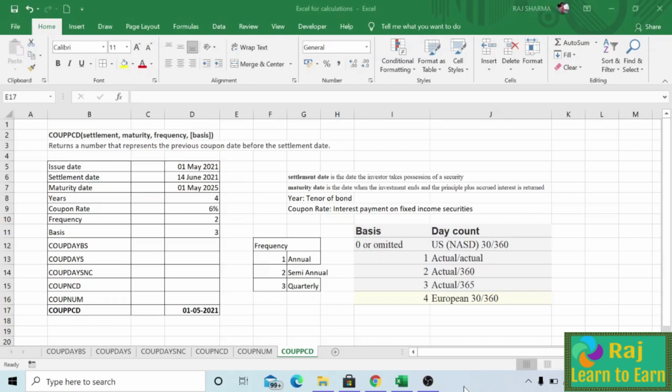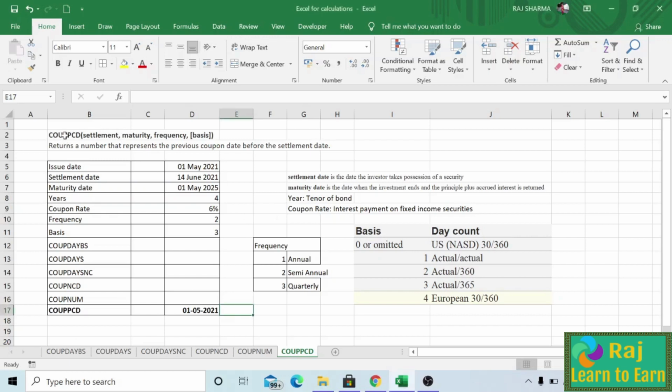Hello friends, in today's video we are going to talk about another coupon related formula which is used in the bonds calculation. This formula, COUPPCD, particularly gives the previous coupon date, the date of the coupon before the settlement date. So let's take an example.